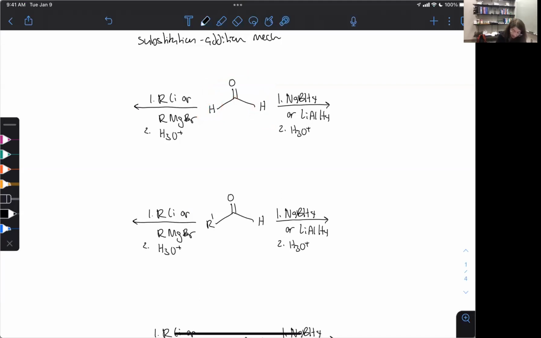So in this case, if we add in our Grignard or our organolithium or one of our hydrides, we're doing a single addition. So this is simply an addition to a carbonyl.